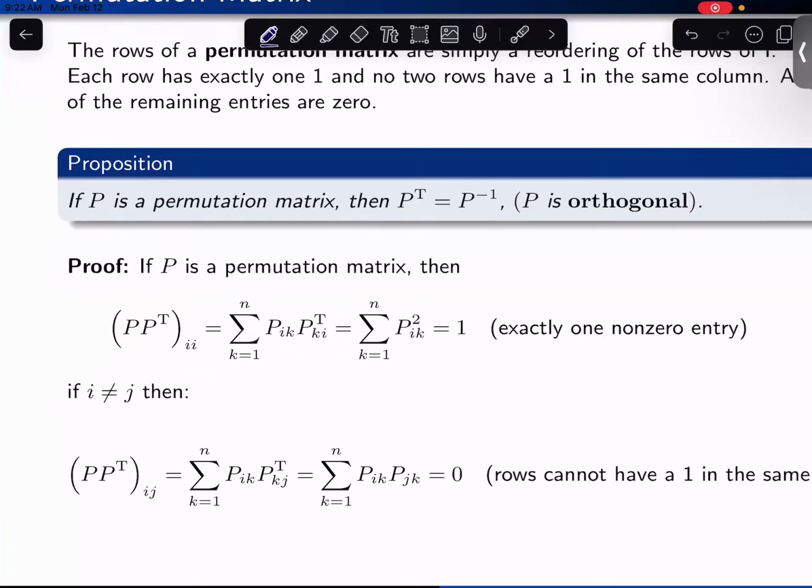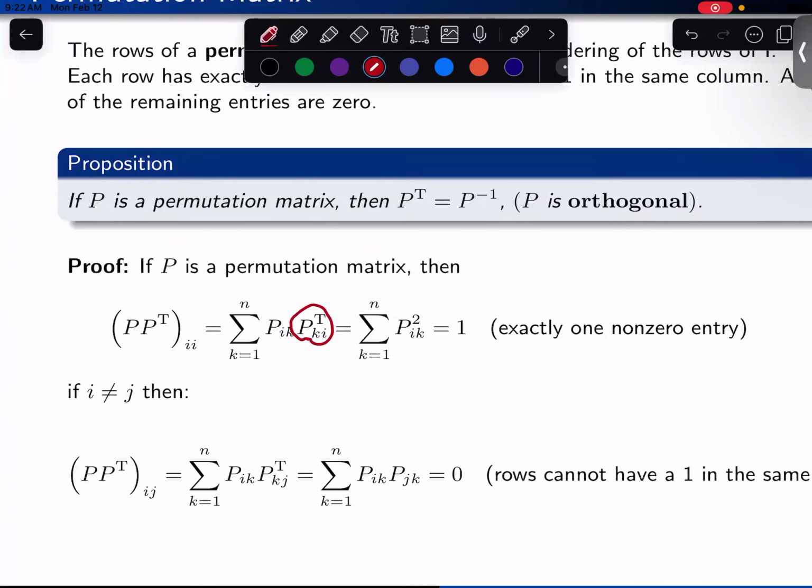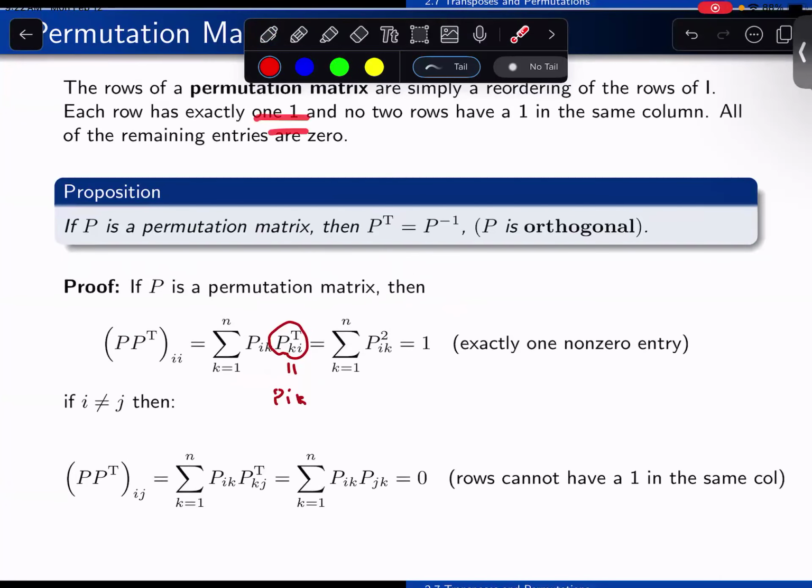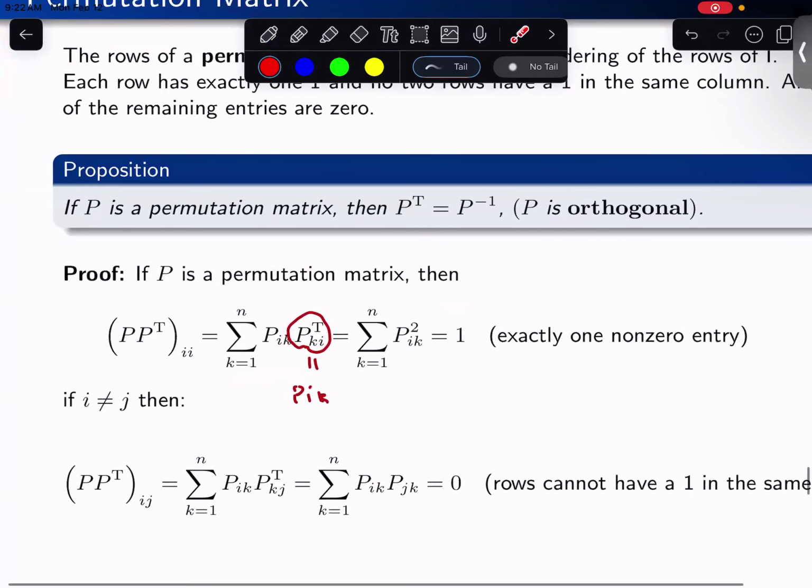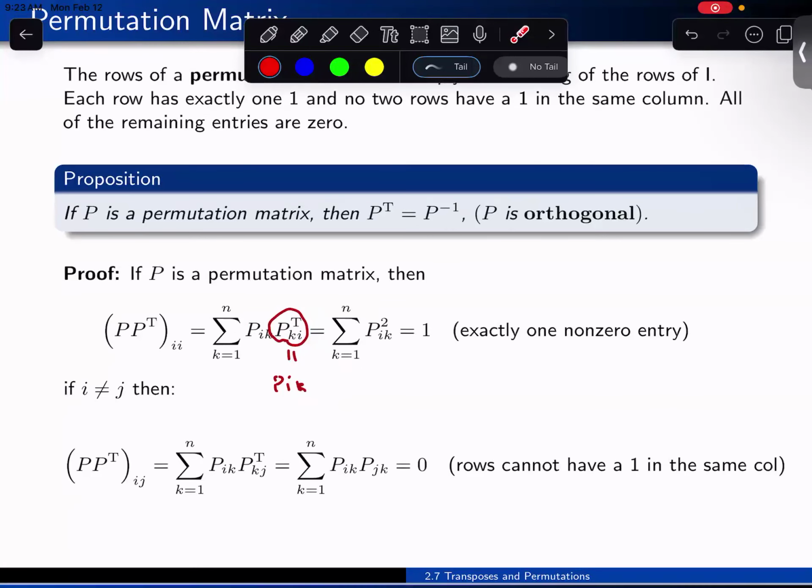Maybe this is obvious for everyone, but I just want to write it out. Anyways, this P_ki transpose is really just the same as P_ik. And so you can rewrite this sum as just being P_ik squared. Due to the fact that each row has exactly one 1, and no two rows have a 1 in the same column, every time you take the dot product of the rows and the columns, at least on the diagonal entries, you're always just going to get 1 plus 0 plus 0. So you end up just getting 1. Again, this is because we have exactly one non-zero entry on each row of the matrix.